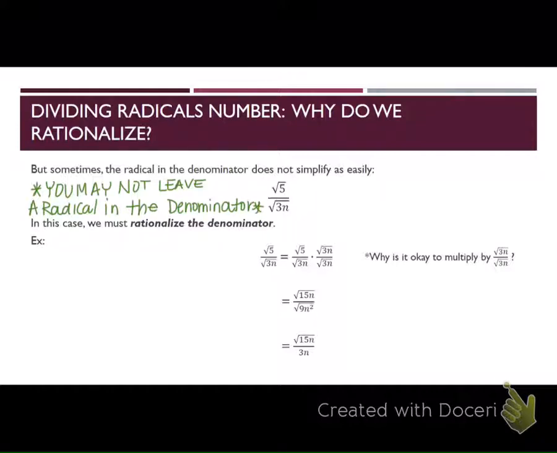So what that means is we rationalize. We have the square root of 5 over the square root of 3n. Because we can't simplify it, we have to get rid of the radical underneath. So we're going to multiply by the square root of 3n over the square root of 3n. Why can we do that? What is the square root of 3n over the square root of 3n? 1. If you multiply something by 1, does it change the number? No.